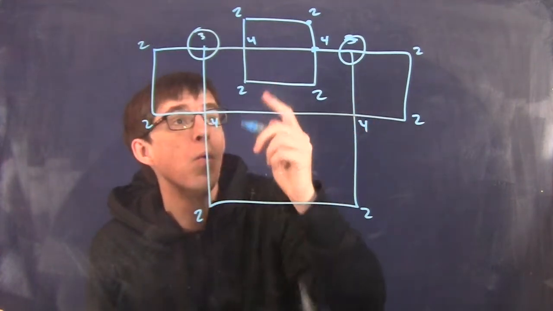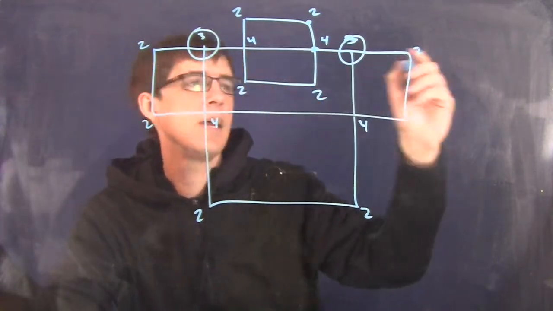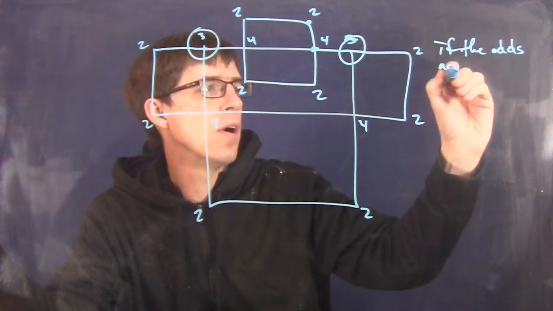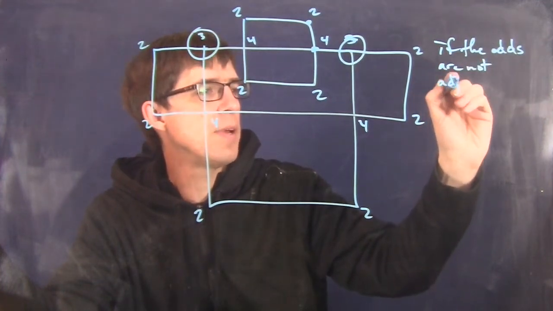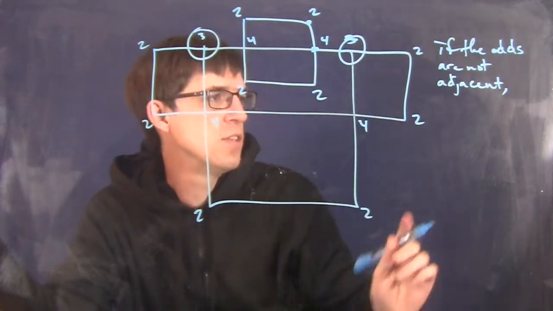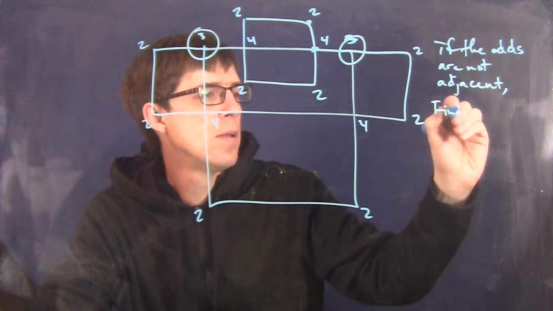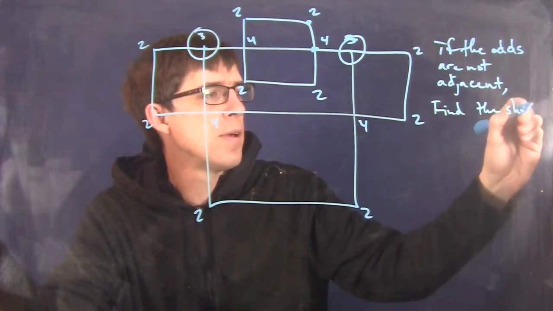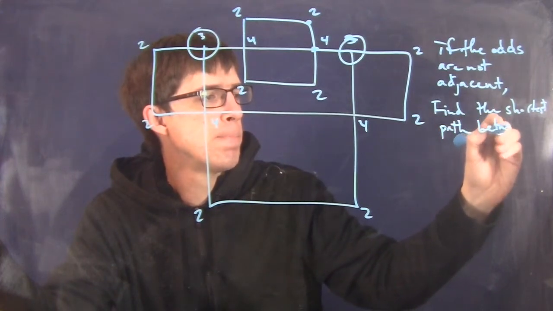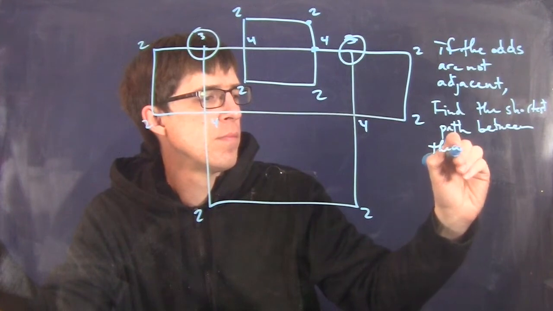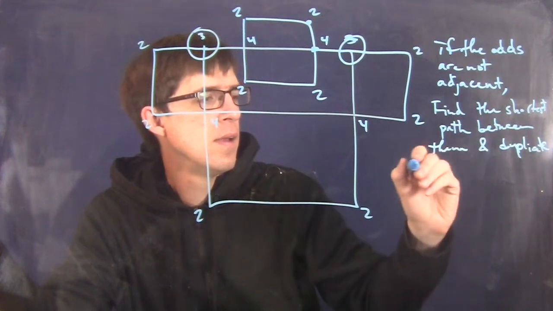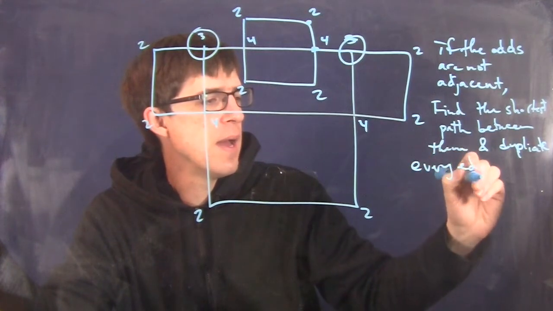What you have to do in this case, so I'm going to say if the odds are not adjacent, which is what's happening here, they're not next to each other, so you can't just duplicate whatever edge connects the two odds. You find the shortest path between them and duplicate every edge on the path.